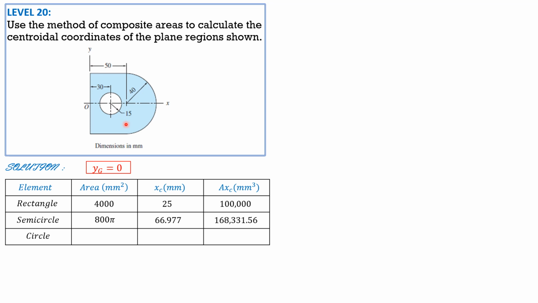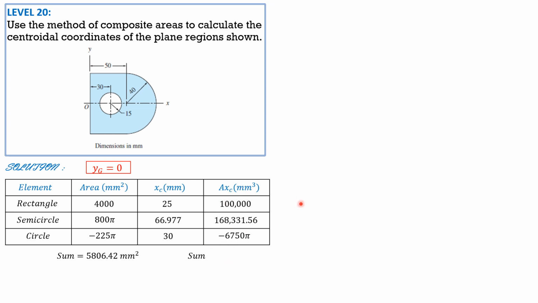Then for the circle, which is treated negative because we are going to remove this, the area is pi times 15 square, and it is equal to negative 225 pi. X sub c is, as indicated in the figure, 30. So the product, negative 6750 pi. Obtaining the sum of areas, 5806.42 mm square.